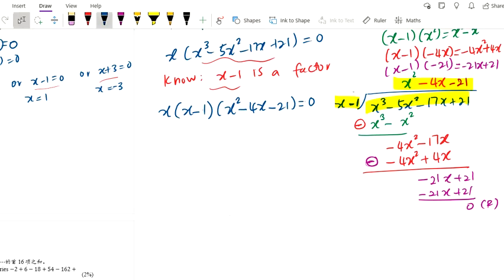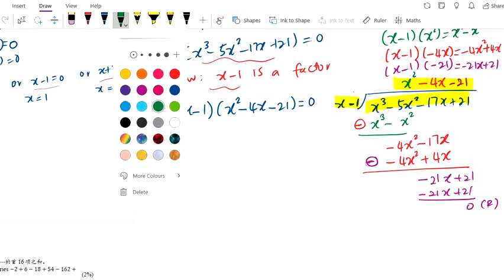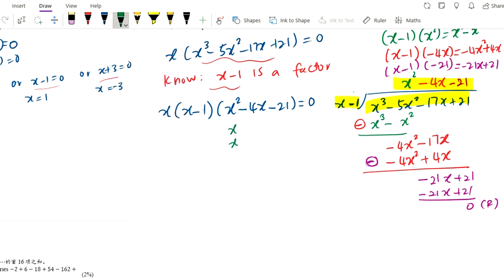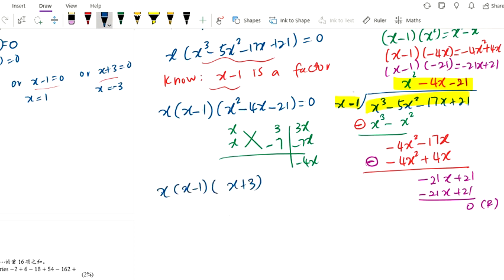Okay, so x times x will give you x squared. 3 times 7 gives you 21, and the difference between 7 and 3 is 4, right? And now we want a negative 4, so it means the negative belongs to the greater number. When you cross multiply, you have 3x, negative 7x, you have negative 4x. So at the end, you have x minus 1, x plus 3, x minus 7 equals to 0.